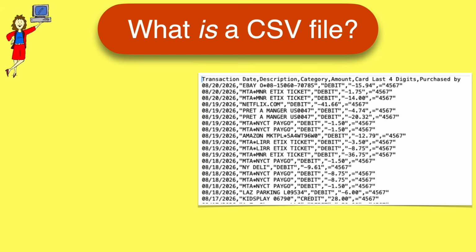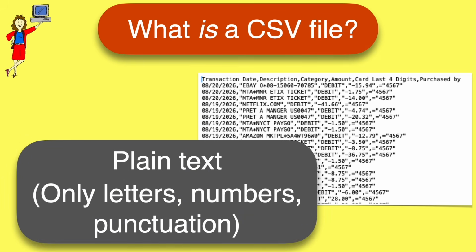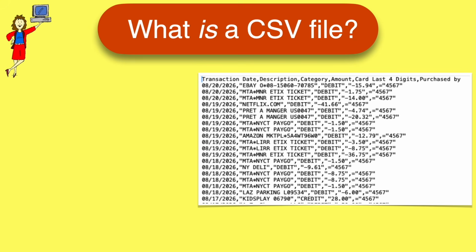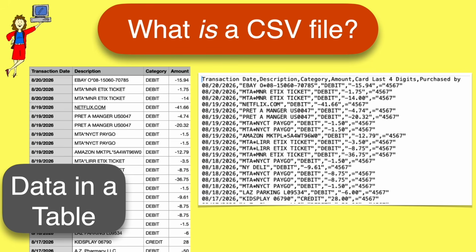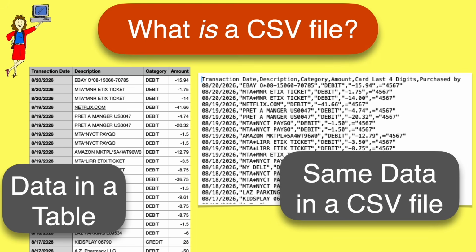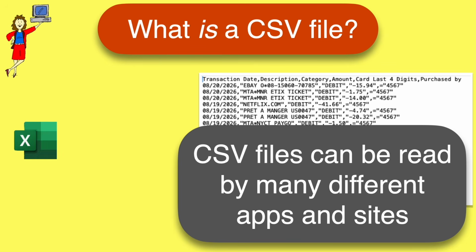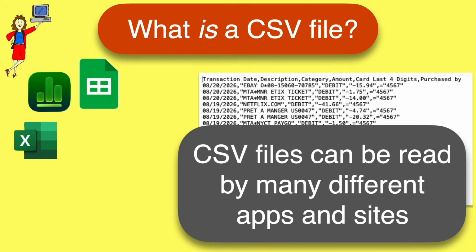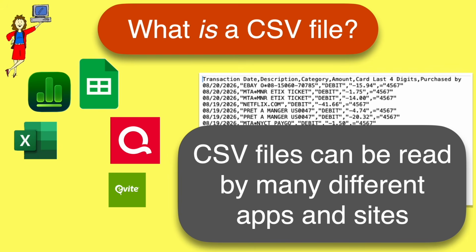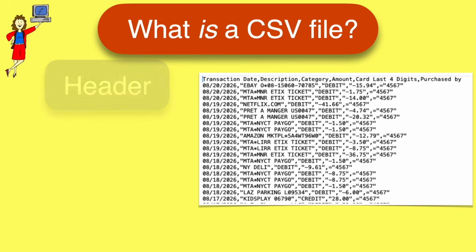When you look inside a CSV file, it's a plain text file, which means it only contains letters, numbers, and punctuation. That file is formatted in a very specific way to take data that was in a table like this with rows and columns and turn it into something like this. But why would you want to do that? It looks weird to us humans, but this format is easily read by any spreadsheet program like Excel or Numbers or Google Sheets, financial apps like Quicken, e-card sites like Evite and Paperless Post, and many others. It's like a common language they all understand.